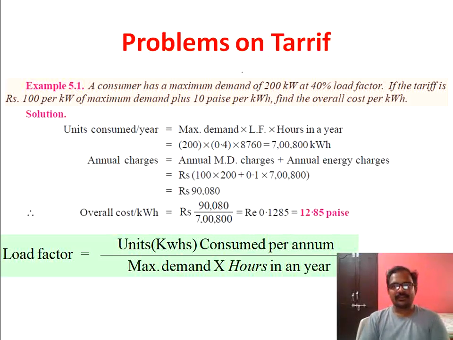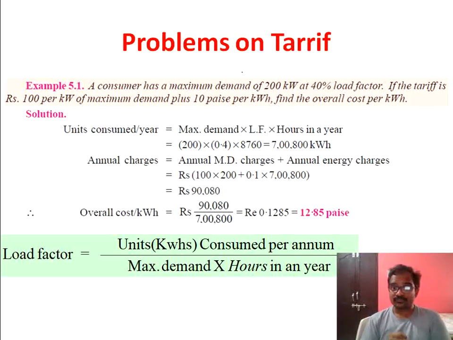How to solve it? Now they have given what is the charge? It's a two-part tariff. 100 rupees per kilowatt of the maximum demand plus 10 pice per every kilowatt hour you consume. So what are the total charges? Annual maximum demand charges plus annual energy charges. What is the maximum demand of that industry? 200 kilowatt. And what is the charge per kilowatt? 100. So 100 into 200 will be, it's simple, that is 20,000 rupees.